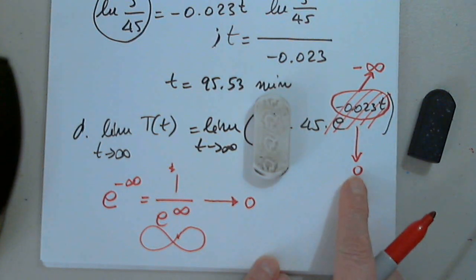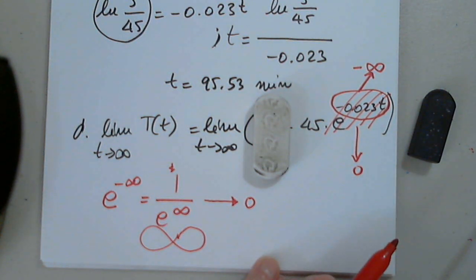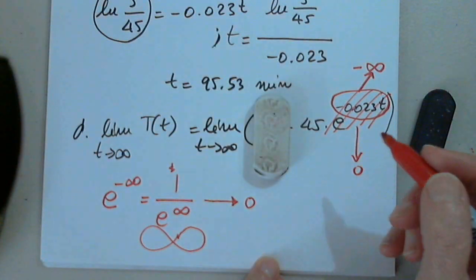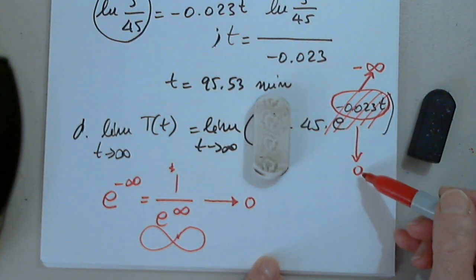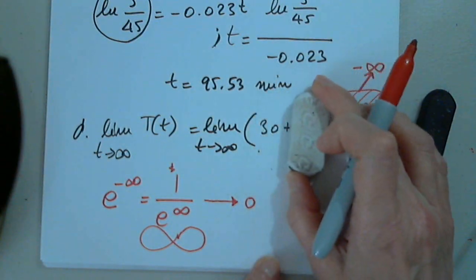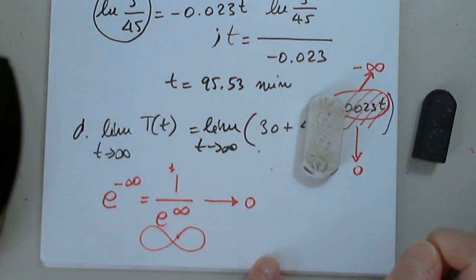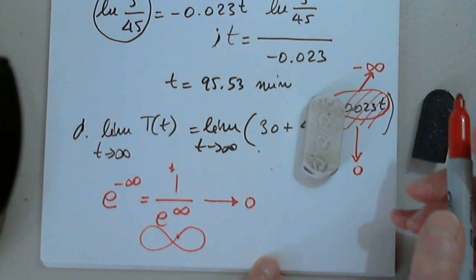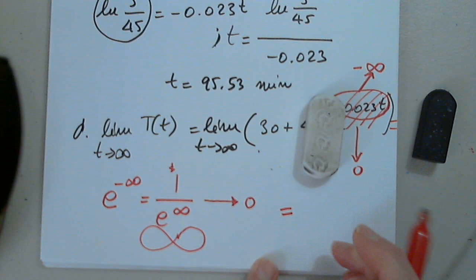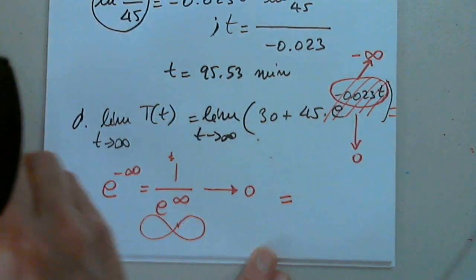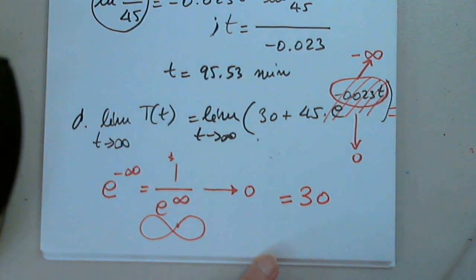What about 45 times 0? Everybody, how much is 45 times 0? 0. Good. So how much is 0 plus 30? 30. What is the limit then? 30. You can say that was a little complicated.